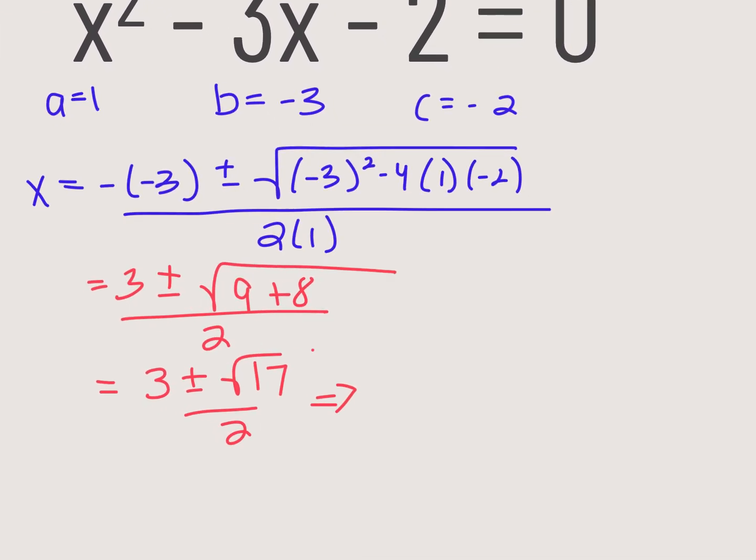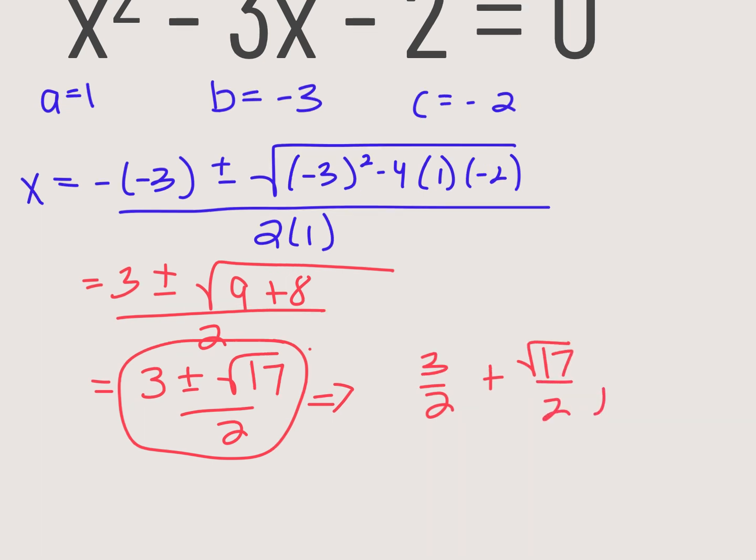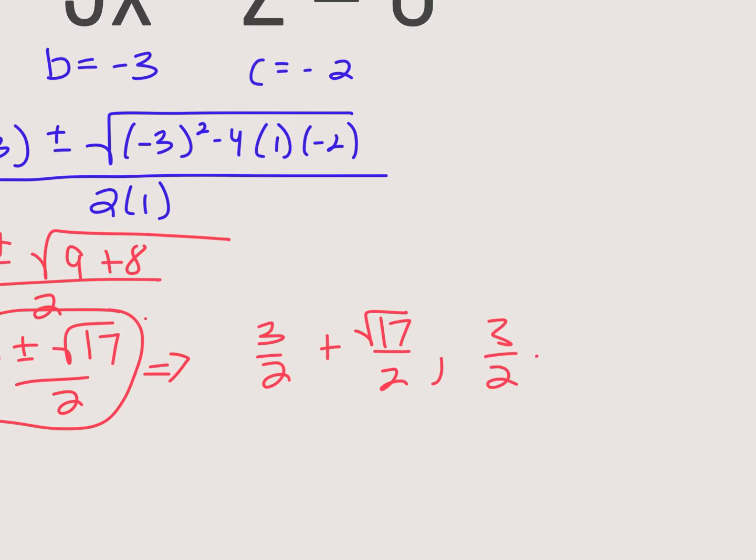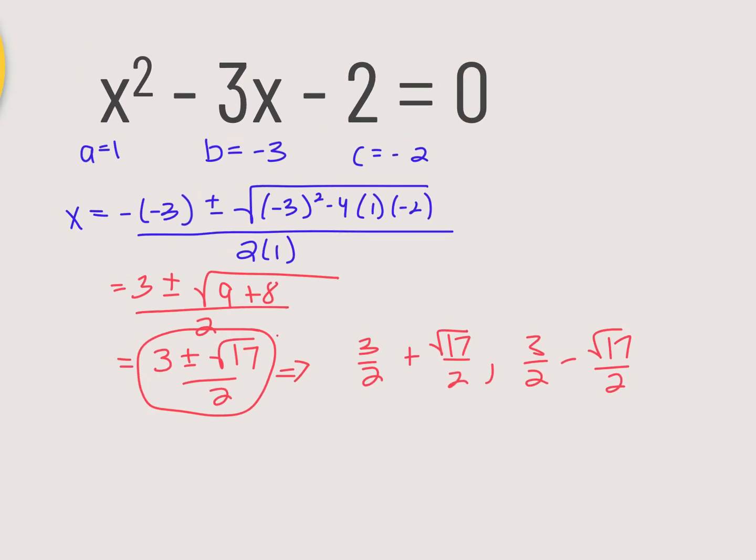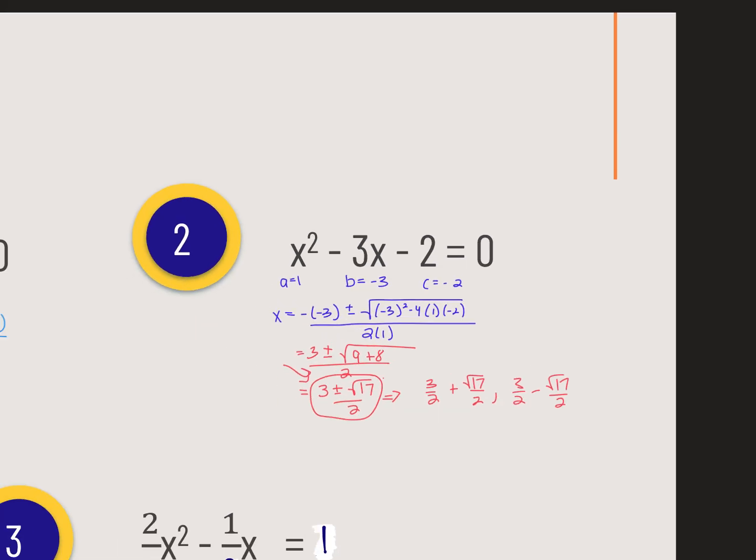So can you simplify any more here? No. You could leave it just like that. On your test, perfectly fine. On WebAssign, you have to write it as 3 over 2 plus the square root of 17 over 2, comma, 3 over 2 minus the square root of 17 over 2. I don't need it like that. If it doesn't simplify, you can leave it just like this right here. That's totally fine. Sure.